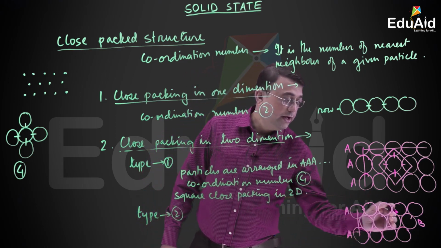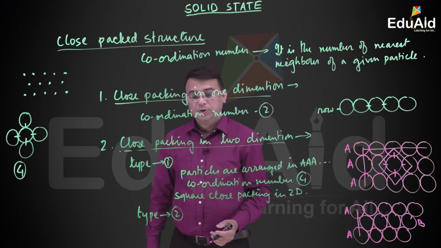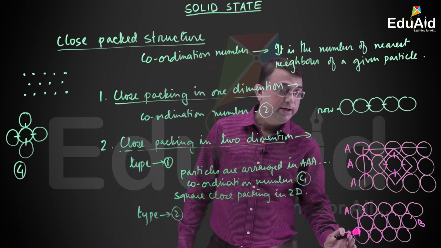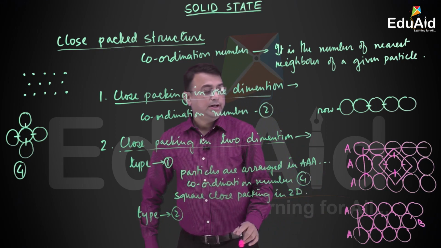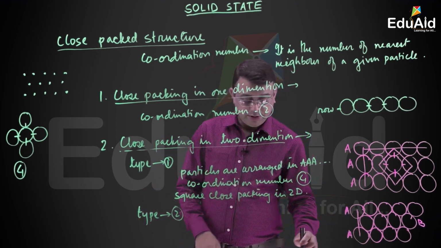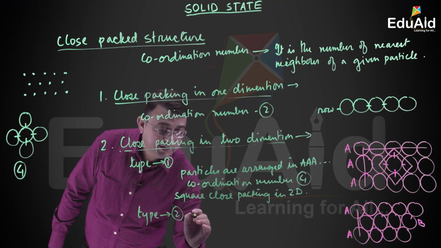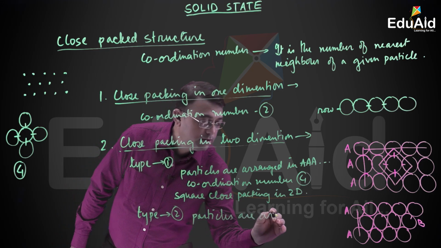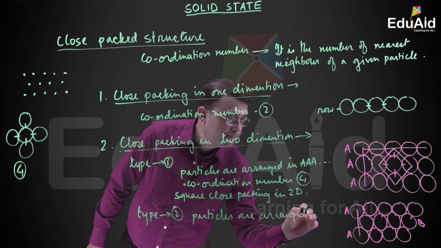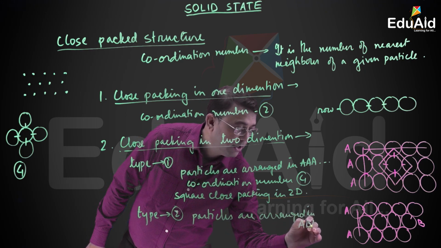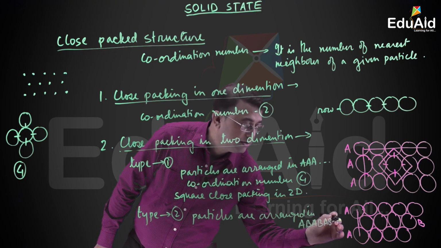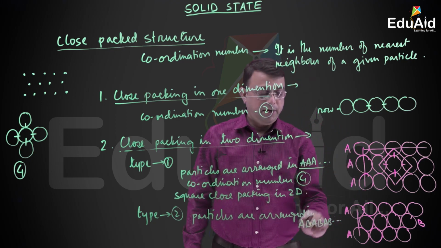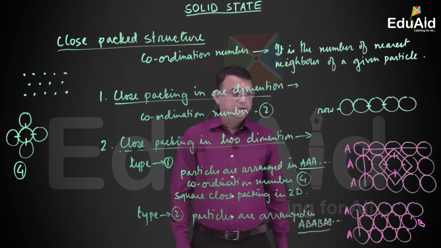So in this second type of arrangement, alternate layers duplicate each other. Have you seen this? So the particles are arranged in AB pattern. In type 1, particles are arranged in AAA pattern. In type 2, particles are arranged in ABAB pattern.